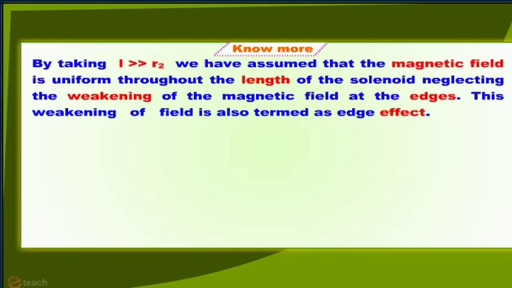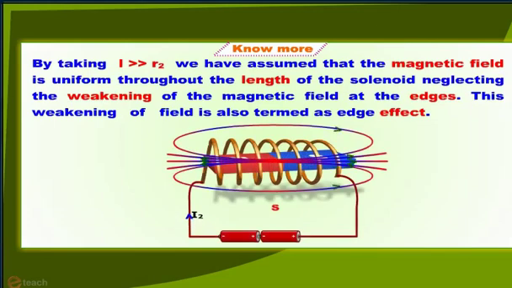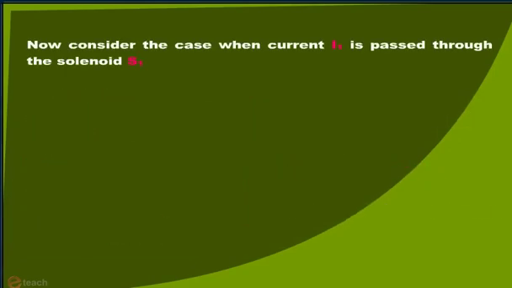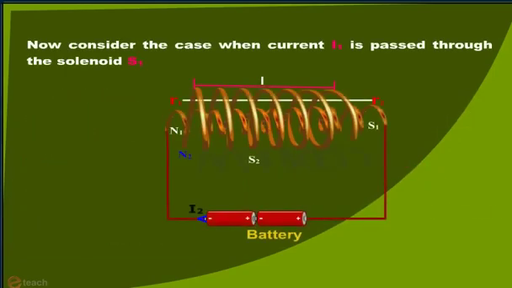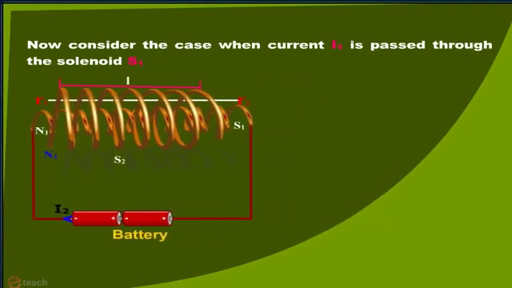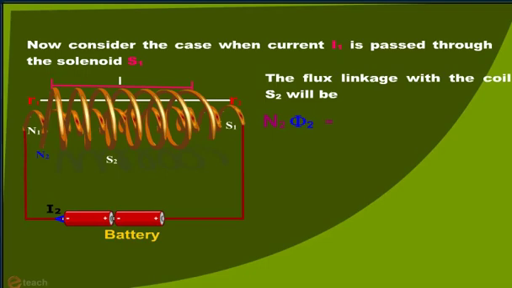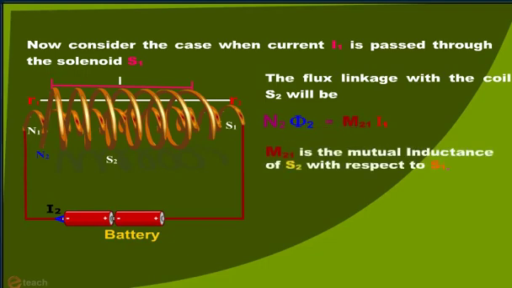By taking L very large compared to R2, we have assumed that the magnetic field is uniform throughout the length of the solenoid, neglecting the weakening of the magnetic field at the edges. This weakening of field is also termed as edge effect. Now consider the case when current I1 is passed through the solenoid S1. The flux linkage with the coil S2 will be N2 into Phi2 is equal to M21 into I1. M21 is the mutual inductance of S2 with respect to S1.